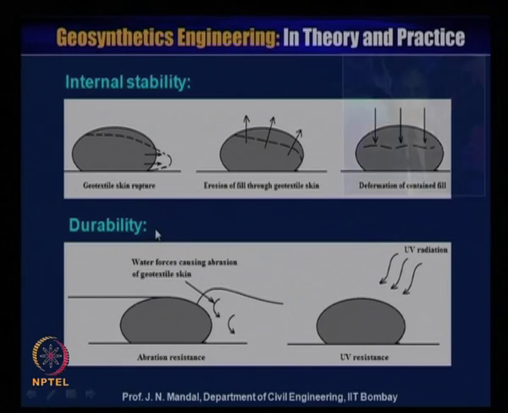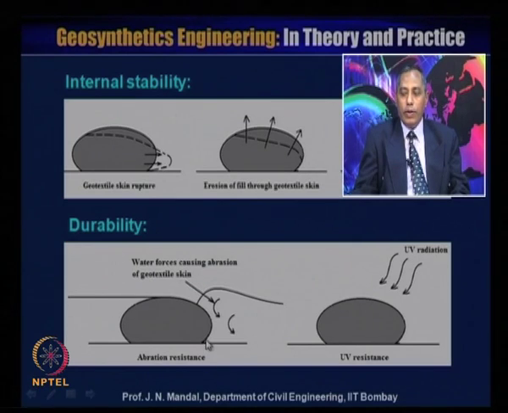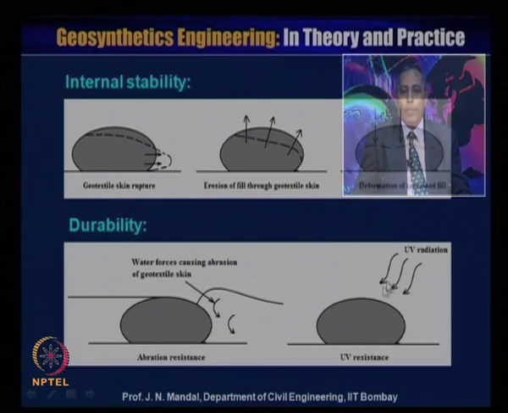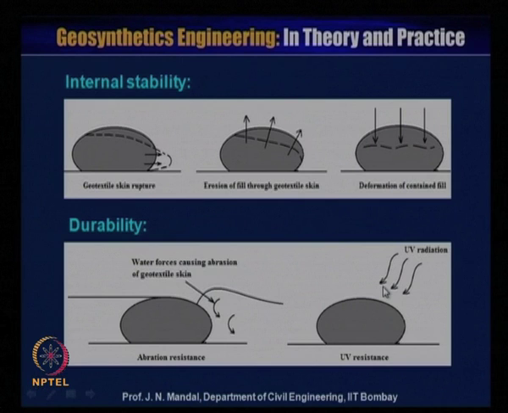And third, durability. Now, this geotextile tube needs abrasion resistance, because water force causes abrasion of the geotextile. When there is a water force which attacks this geotextile tube, there will be interaction between the geotextile tube and the water, and there is a possibility of abrasion. And of course there is UV radiation, ultraviolet radiation due to sunlight. So you cannot keep the geotextile tube open; you always require some kind of cover, otherwise there is a possibility of ultraviolet radiation affecting the geotextile tube. So, these are the design limit aspects which we should consider.